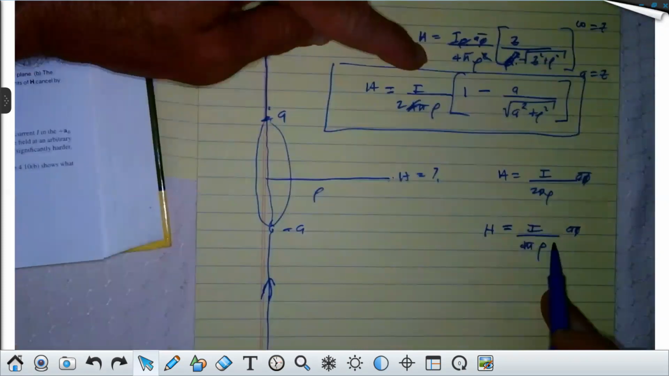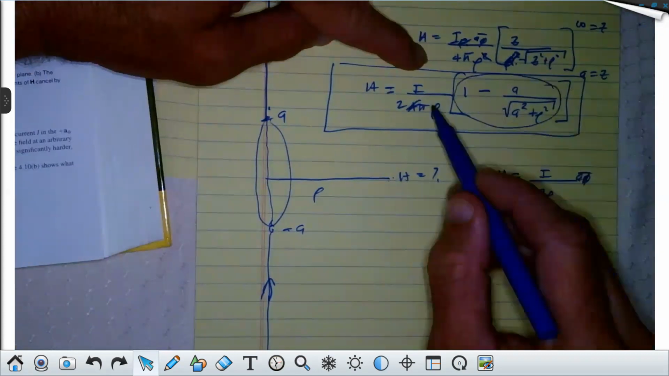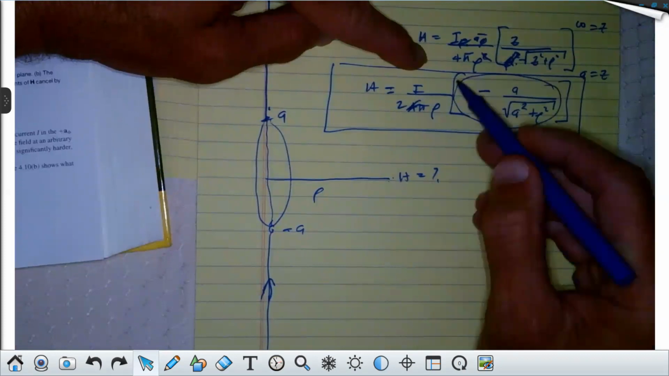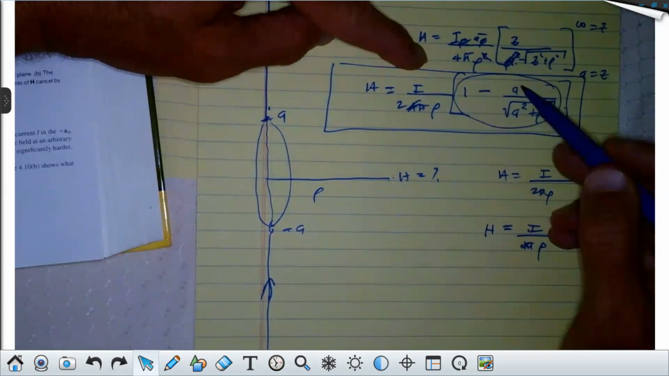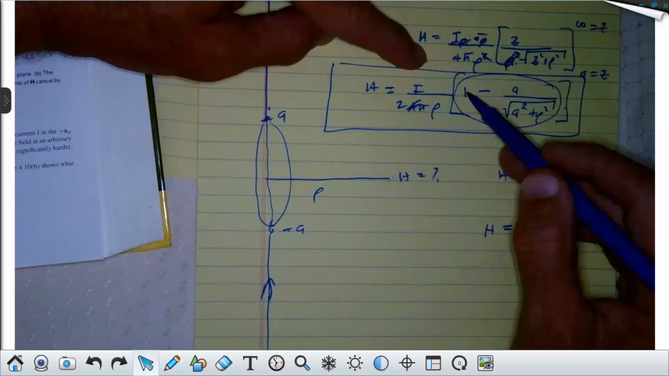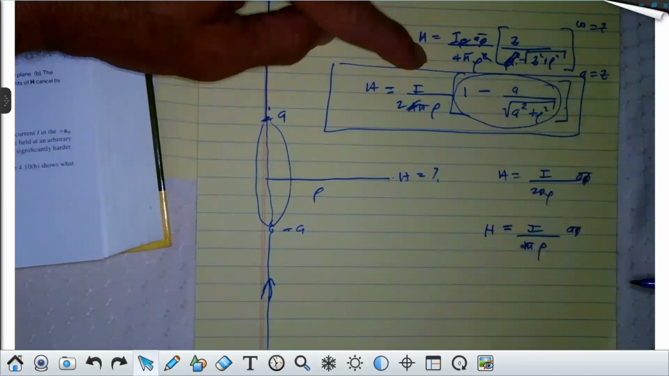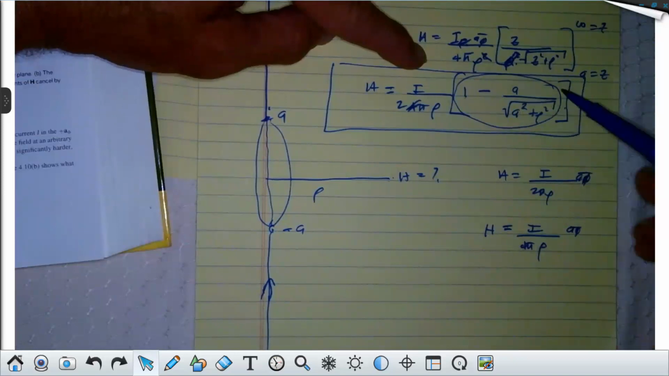Now, if you look at this, what do you need? I come up here and I say, well, in order for this to become that, this has to be exactly 1/2, doesn't it? So what do you know? The A over square root of A squared plus rho squared has to be 1/2. You want 1 minus 1/2, which renders 1/2, right? Follow me on this. I need to make this quantity equal to 1/2. Everybody okay with that?